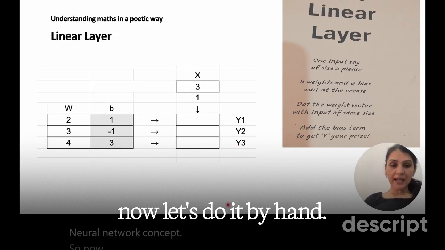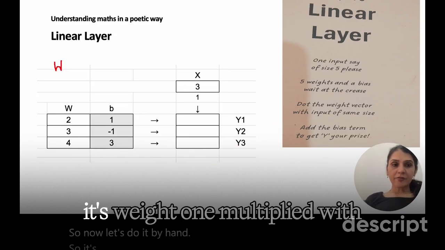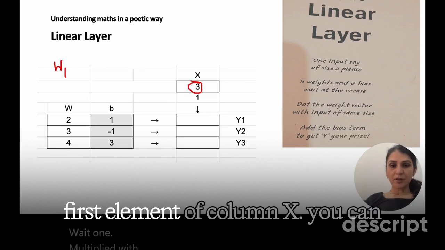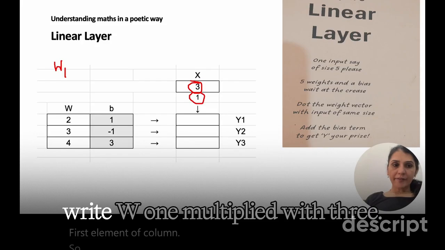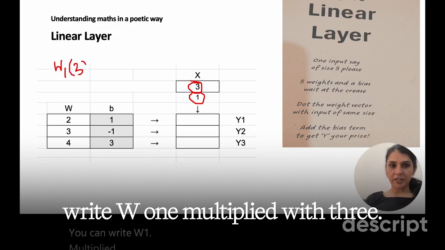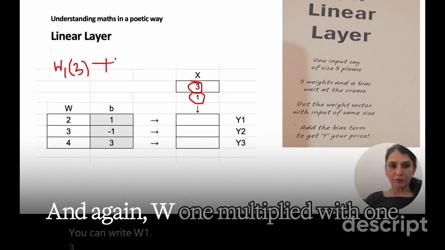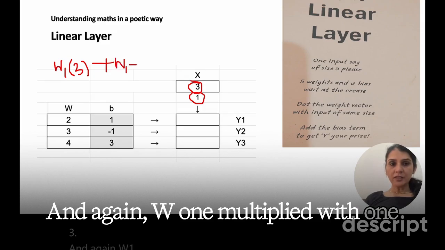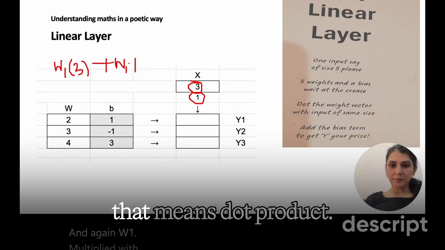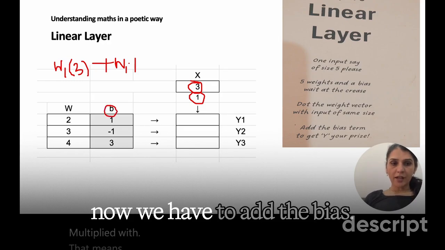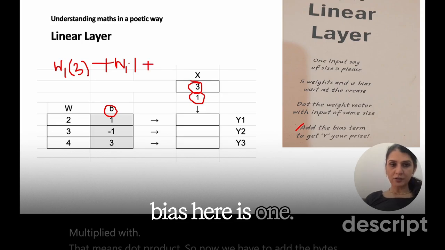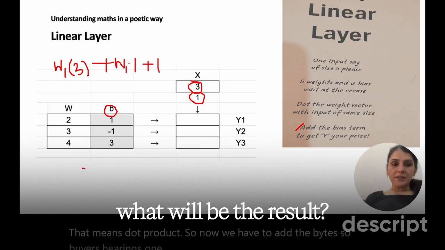Now let's do it by hand. Weight 1 multiplied with the elements of column X. You can write W1 multiplied with 3 and again W1 multiplied with 1. That means dot product. So now we have to add the bias. Bias here is 1. What will be the result?